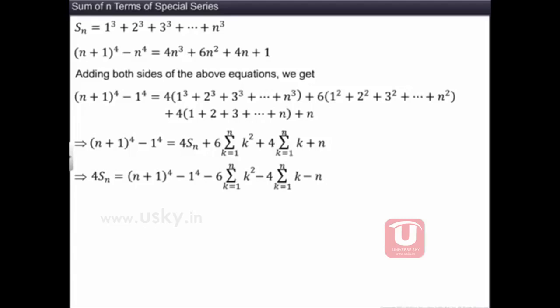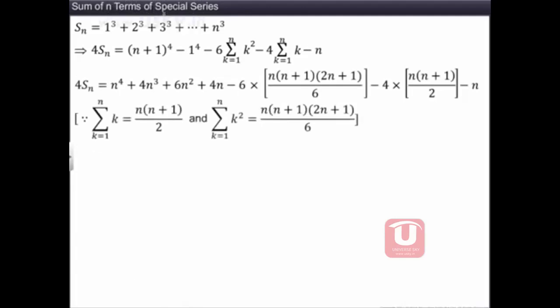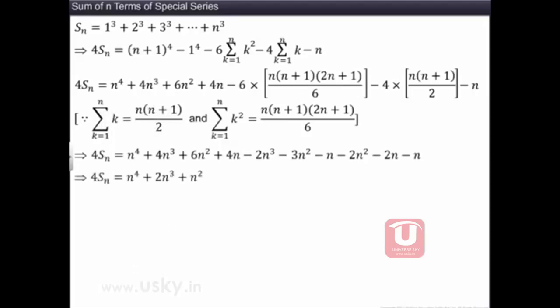Now, let's substitute the values of the sum of the squares of the first n natural numbers and the sum of the first n natural numbers. On simplifying, we get 4Sn is equal to n raised to the power of 4 plus 2n cube plus n square, or 4Sn is equal to n square into n plus 1 whole square, or Sn is equal to n square into n plus 1 whole square whole divided by 4. This implies Sn is equal to n into n plus 1 divided by 2 whole square.